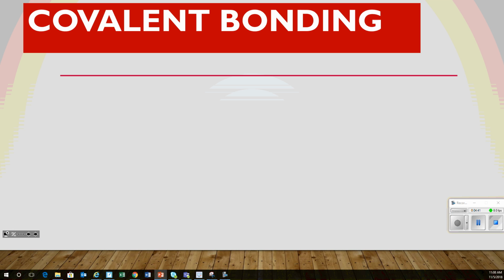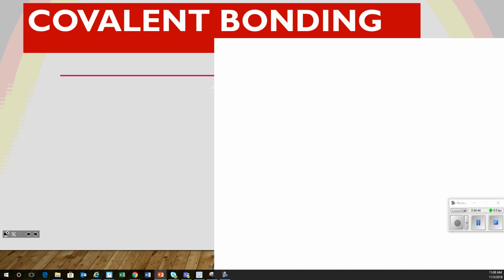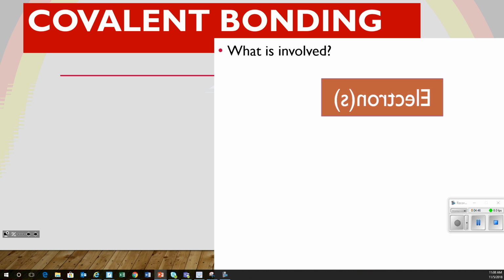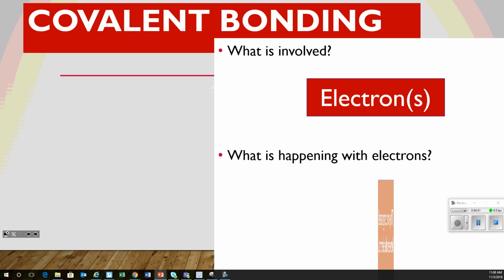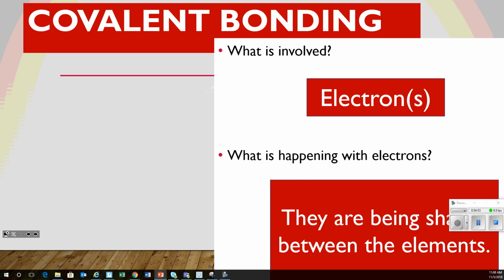Okay, so let's talk about what covalent bonding is. First up, it's involving electrons just like ionic bonding is, but the electrons are being shared. They don't have to be evenly shared, but they are shared. We end up with some of them being what we call polar covalent bonds because the electrons can be pulled closer to one atom than they are to another, but they are shared.